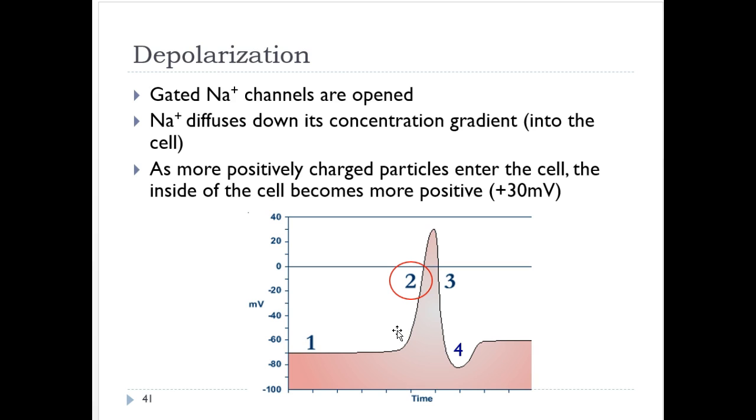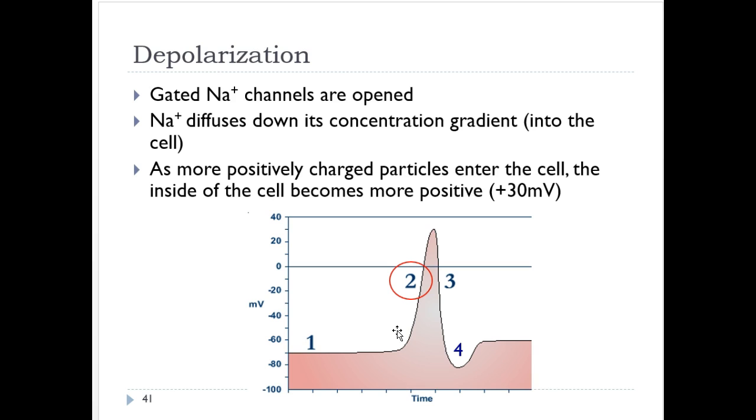Remember how those positive ions want to be near negative ions? Well, inside the cell, it's very negative. It's because there are these large proteins that can't leave the cell, and they are embedded inside that cell. So as soon as those gates are open, the sodium definitely wants to come in the cell. They're flooding inside the cell.